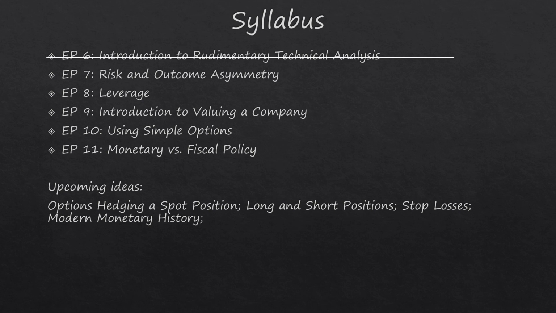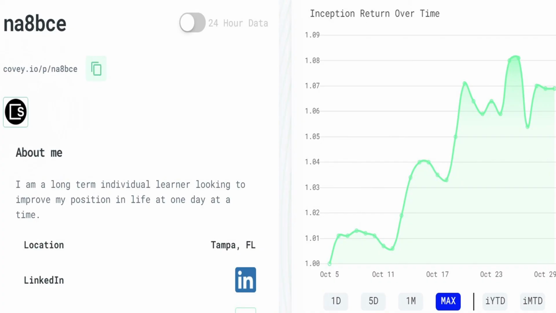So following along with the syllabus, next we have risk, outcome, and asymmetry coming up in our following episodes. I've prepared some of these, so they should be posting shortly.